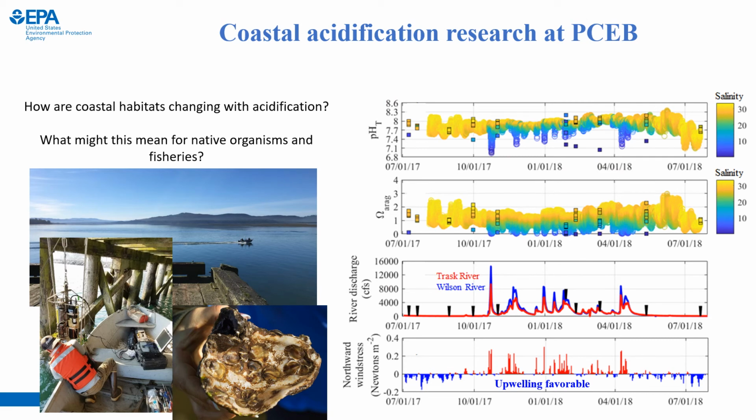Ultimately, we are conducting this research to help answer two major questions. How are coastal habitats changing with ongoing coastal acidification, and how might native organisms and coastal fisheries be impacted? Helping to answer these questions will allow local stakeholders to make better and more informed decisions as to how to manage our coastal resources in the face of coastal acidification and climate change. Data we are generating right now, some of which is shown in these figures, is going directly to informing these types of management and conservation efforts.